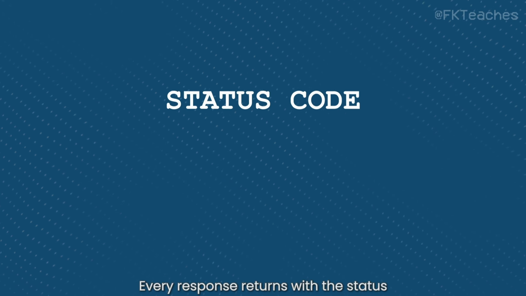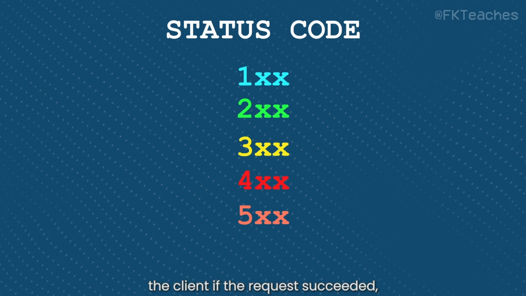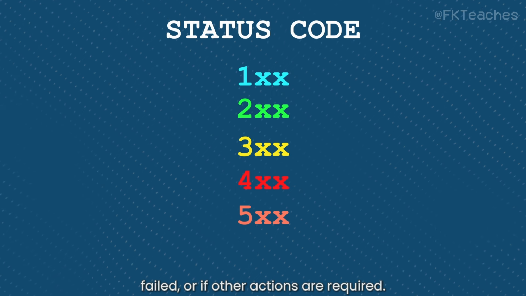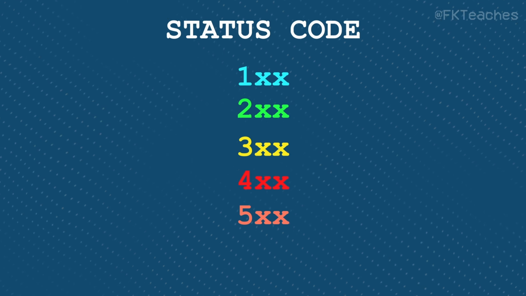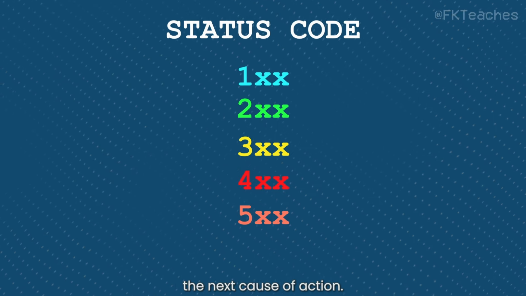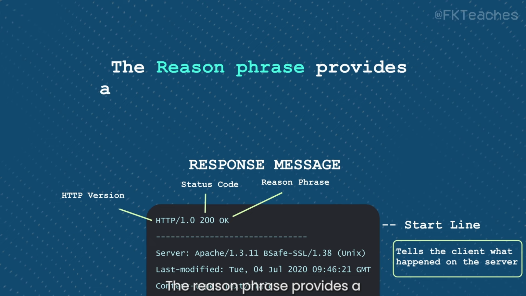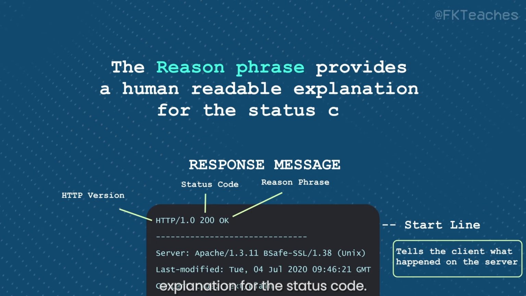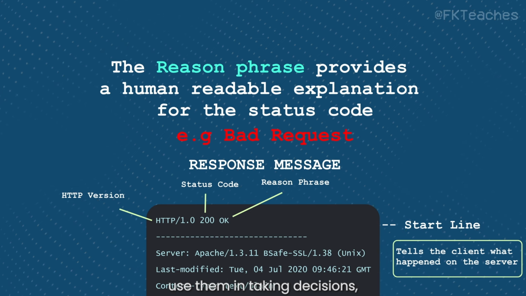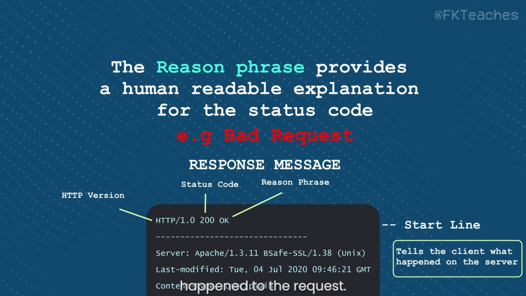Every response returns with a status code, which is a 3-digit number that simply tells the client if the request succeeded, failed, or if other actions are required. Clients and application developers can use this code to determine the next course of action. The reason phrase provides a human-readable explanation for the status code. While the client does not use them in taking decisions, they help users understand better what happened to the request.